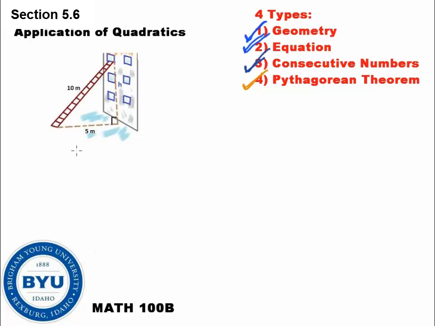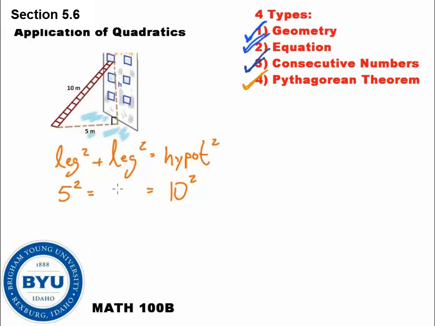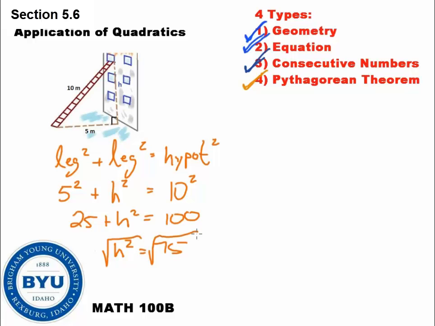Okay, how'd you do? Again, Pythagorean theorem is leg squared plus leg squared equals the hypotenuse squared. In this situation, the ladder is the hypotenuse, so I'm going to put 10 in for the hypotenuse. 5 is one of the legs, and h is the other leg I don't know. So we can now square all these. I get 25 plus h squared equals 100. I subtract the 25 over. I get h squared equals 75. Square root both sides to undo it, and I get the square root of 75.